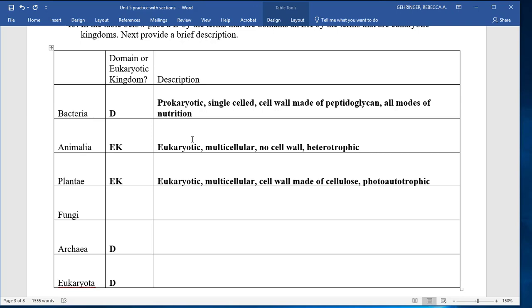Fungi, we already said, eukaryotic kingdom. And so that means they are eukaryotic. They are multicellular. Oh, are they all? No, they're not. Some are single-celled. Do they have a cell wall? Yes. What's it made of? Chitin, but with a C-H instead of a K. So C-H-I-T-I-N, chitin. And how do they get their food? They are heterotrophic and they usually do absorption for their nutrition.